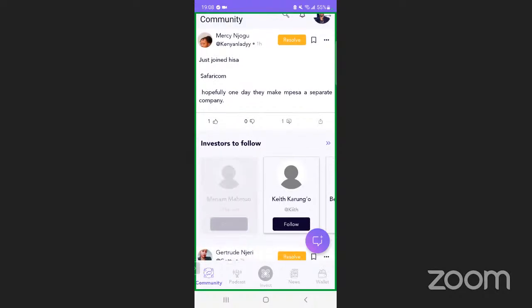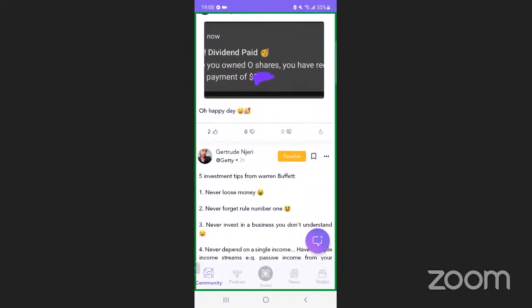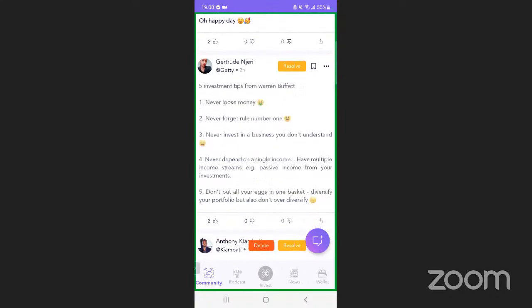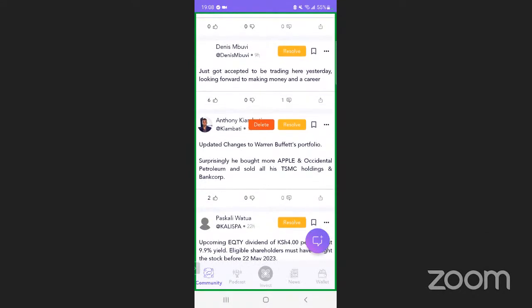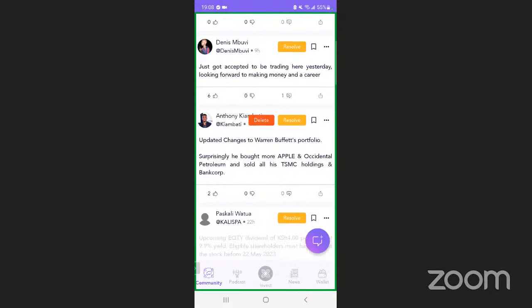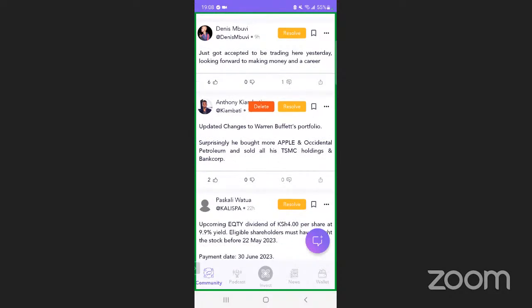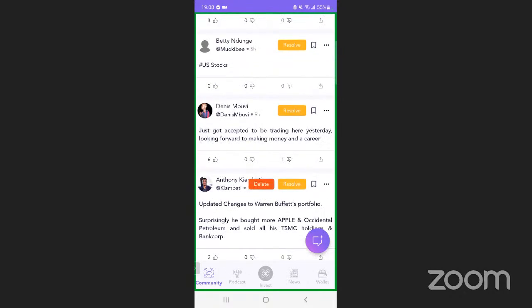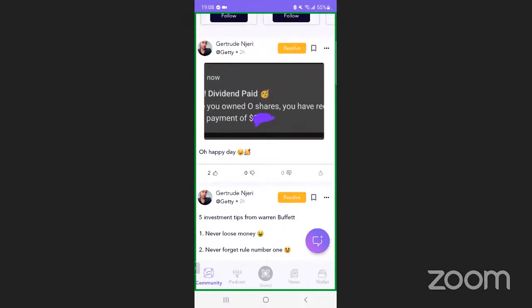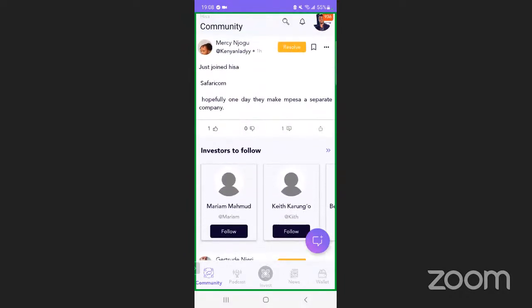So the community section is where you see the conversations that people are having on the app. Basically, one of the conversations I sent yesterday was an update on changes to Warren Buffett's portfolio. He bought more Apple and Occidental, and sold all his holdings in TSMC. So these are some of the things that are happening in the market. It's basically what the community of investors is doing in the market.